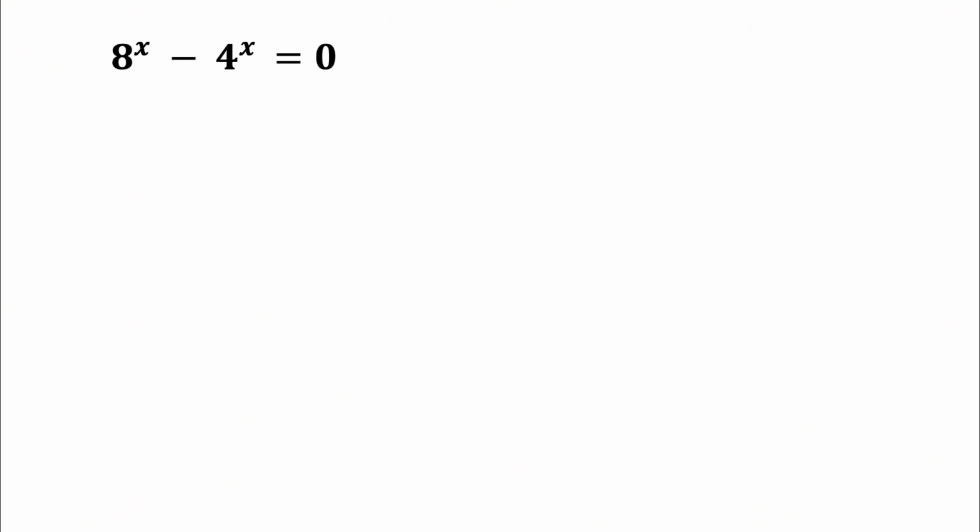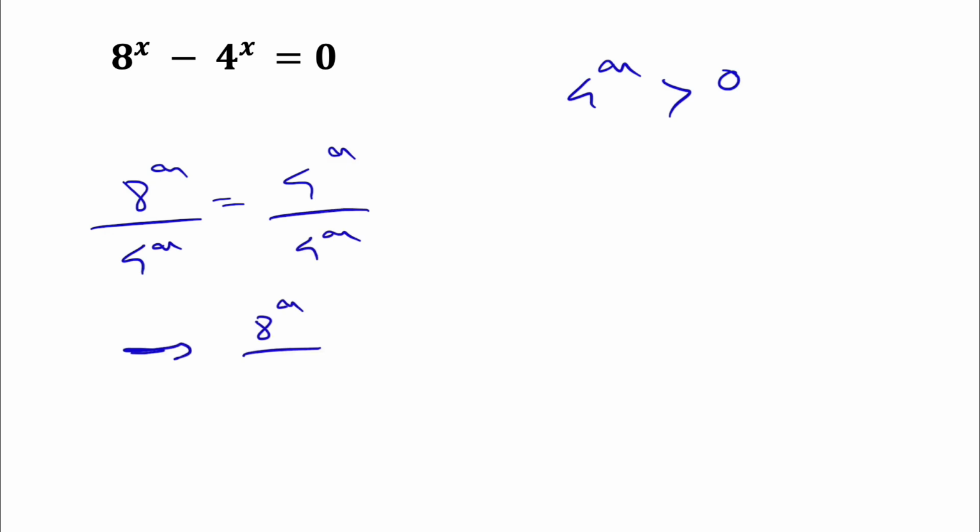So in the first way, we know we have 8 to the power of x, and we can just add 4 to the power of x on each side of this equation, and we will have 8 to the power of x equal to 4 to the x. From here we know that 4 to the x is greater than 0, and if that's the case, we can divide each side by 4 to the x. We will have 8 to the x divided by 4 to the x equal to 1.